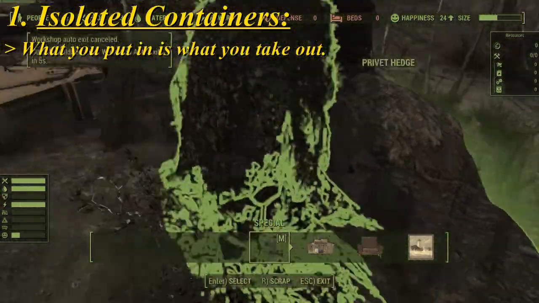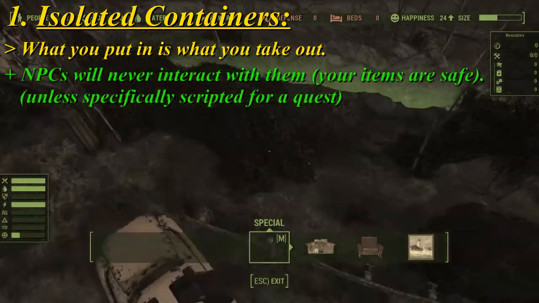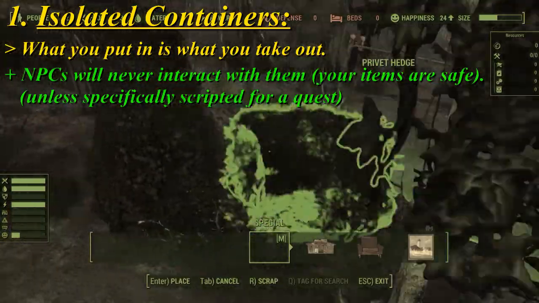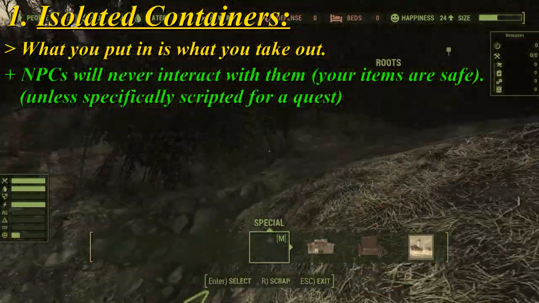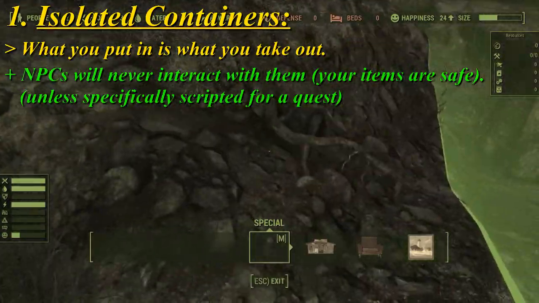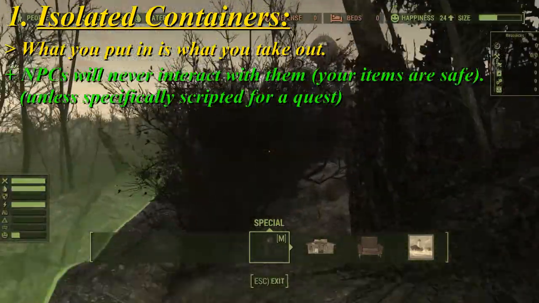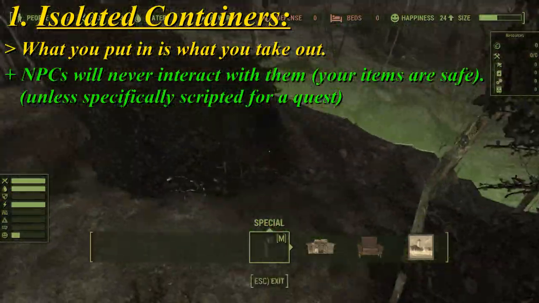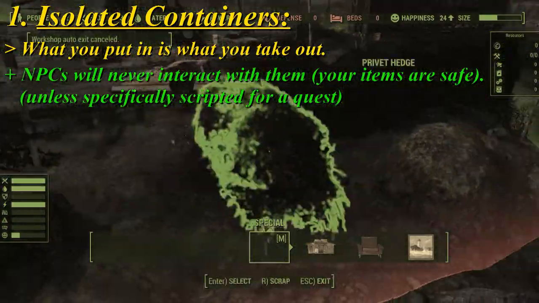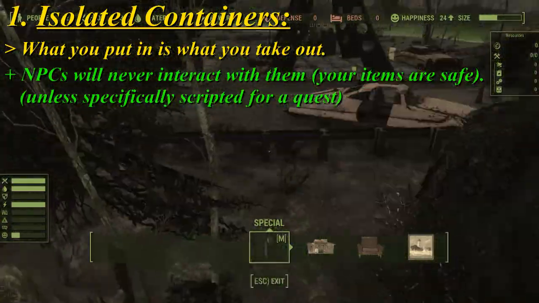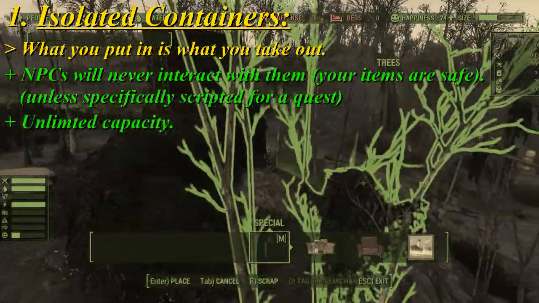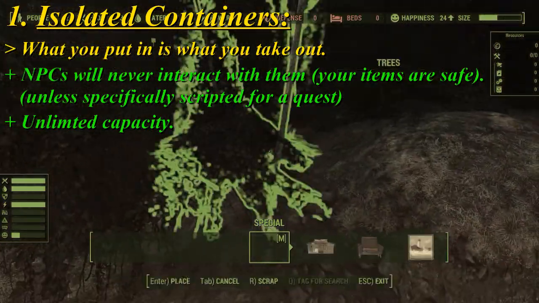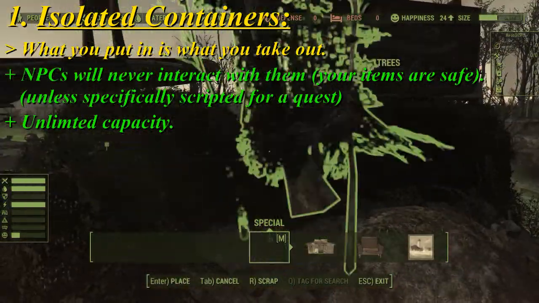As far as I know, there is no interaction with the container between it and any other NPC, meaning that what you put in is literally what you take out. Nothing disappears and nothing goes in there. There might be some exceptions that certain NPCs are scripted to do during a quest. They may move an item here and there, but otherwise, everything you put in an isolated container is perfectly safe and will never disappear. They have unlimited capacity, so you can put in as much as you like, literally millions of items, unlimited weight, no restrictions whatsoever.